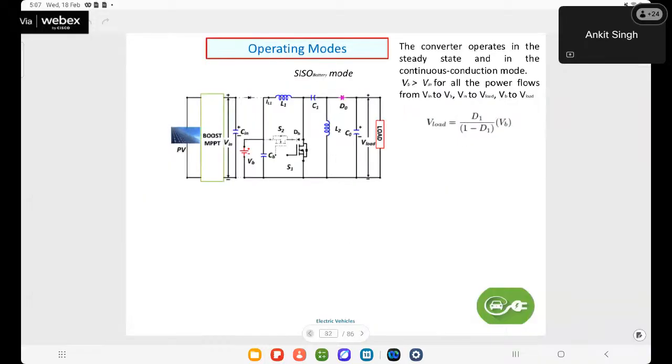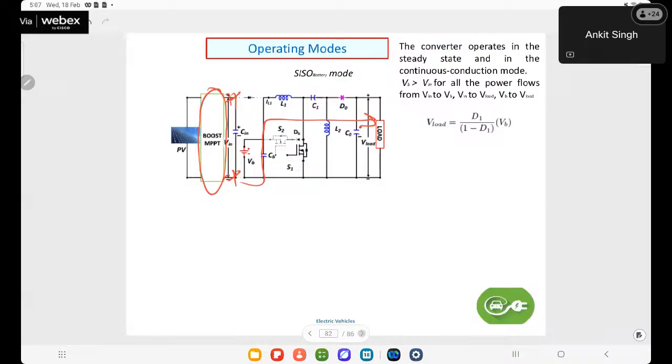Okay, so during the CISO mode, the battery is supplying power to the load. It is a SEPIC operation. And here, one thing: the boost MPPT is connected, and the input is here. Solar output is here. Okay.